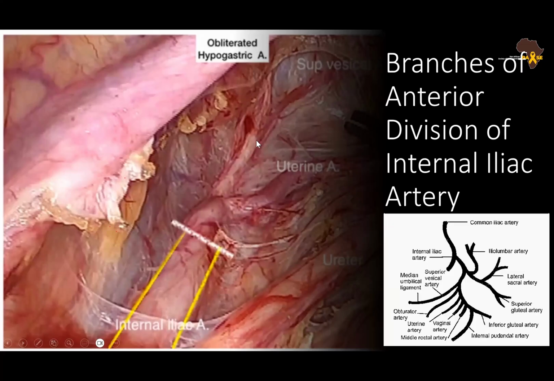As we look here, we have the internal iliac, and we have the uterine branching there. You have almost 5 to 6 centimeters of anterior trunk here. This continues ahead, gives us a branch of the superior vesical, and continues ahead as the obliterated hypogastric or obliterated iliac artery.